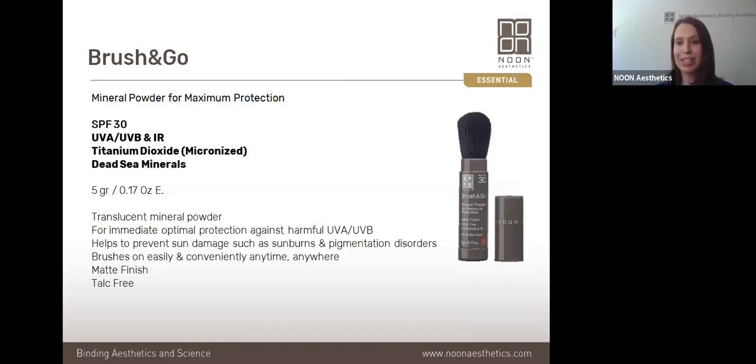And of course, the queen, the Brush and Go mineral powder, that can really help us renew our sun protection every 2 hours. Like I mentioned, it's very, very crucial. And it's also not sensitive to heat, so you can really keep it in your car or everywhere you want. For me, it's really the queen.